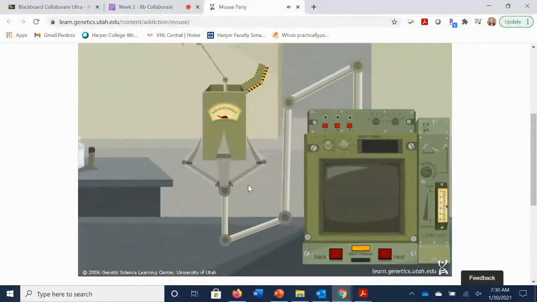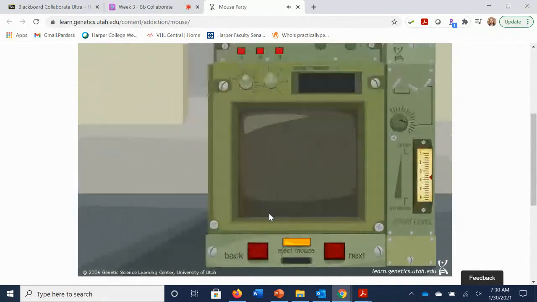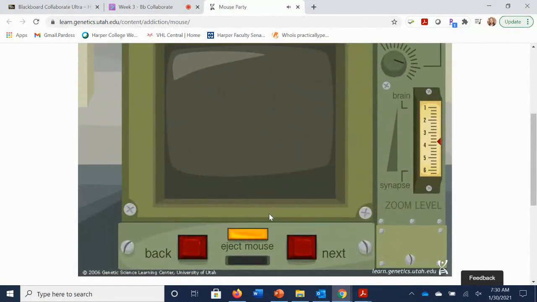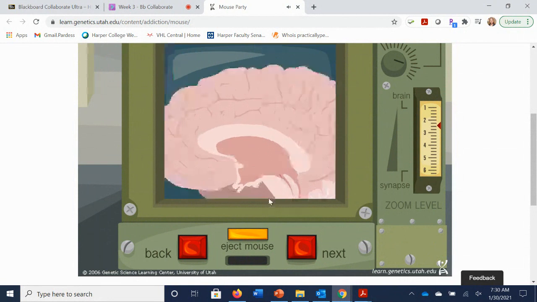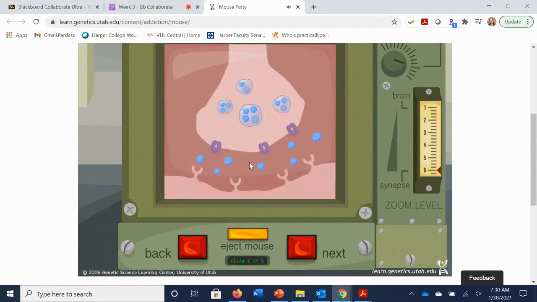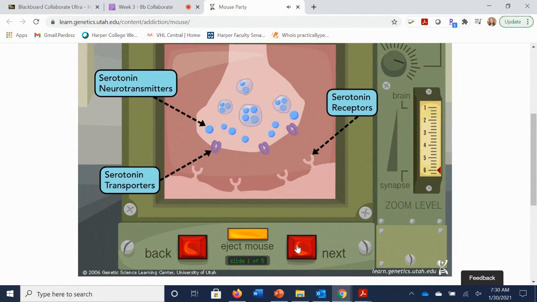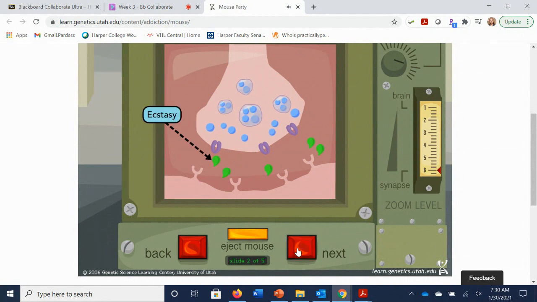And then he's going to go into a machine to analyze how that drug impacts him or her. So there's the brain. Here is showing the neurotransmitters. And then you'll have to click back and next to see the impact of the drug on the neurotransmitter. So you'll just go through this. This is going to go a little slow because I'm recording this.